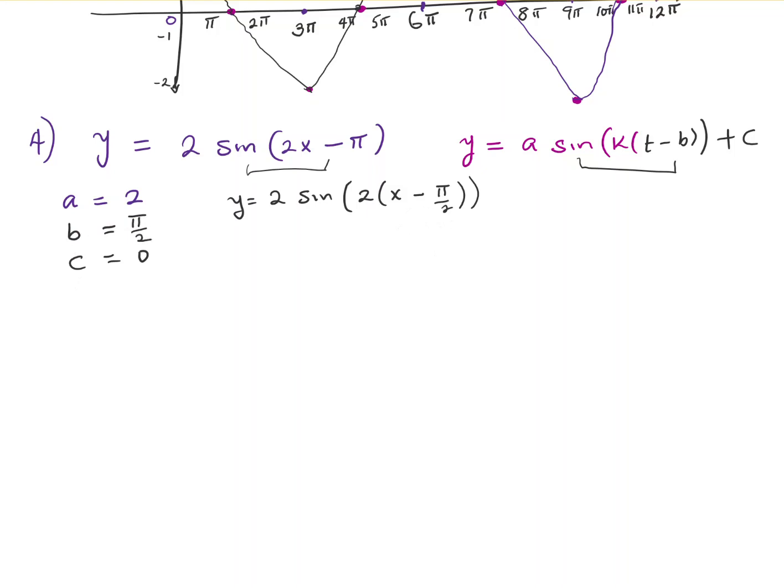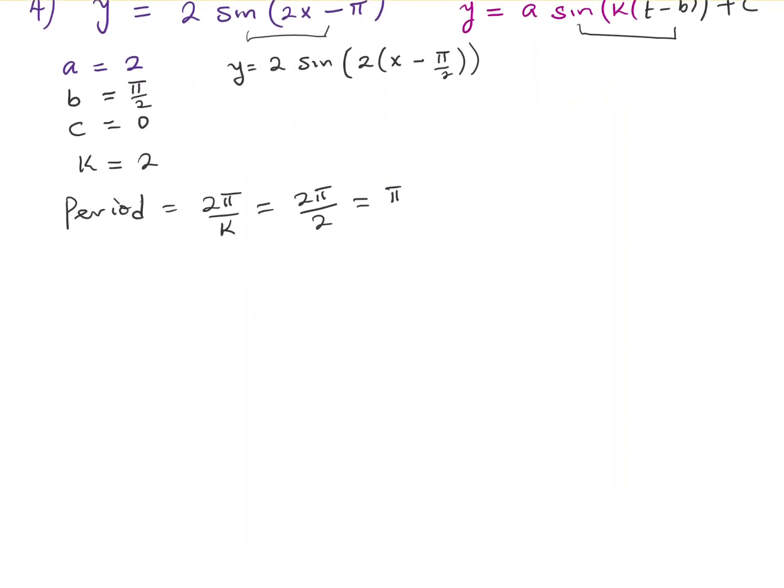So my b is pi by 2. That is a phase shift. Again, because this is negative, that is a phase shift to the right. And the value of k in this case is 2. Therefore, we can find the period. The period is 2 pi divided by k. That is how to find the period. So 2 pi divided by k, which is 2, gives us pi. So again, let us complete this for 2 cycles.